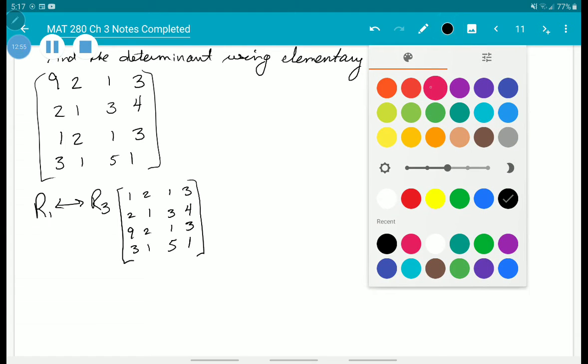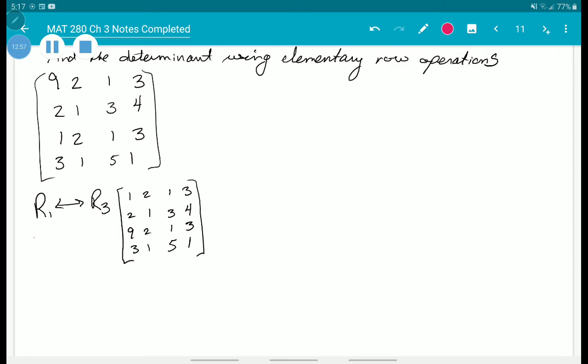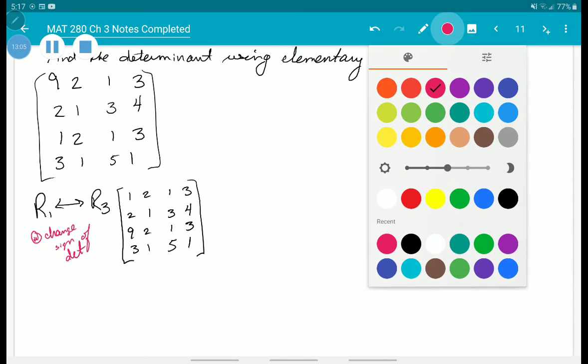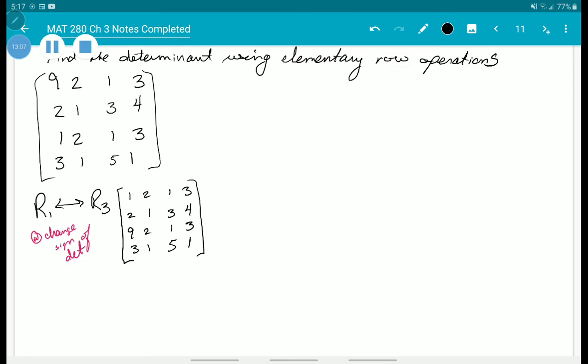Now, when we interchange two rows, it does affect the determinant, and it's going to change the sign. So we'll have to keep that in mind when we finish. Our next step is to zero out those entries.